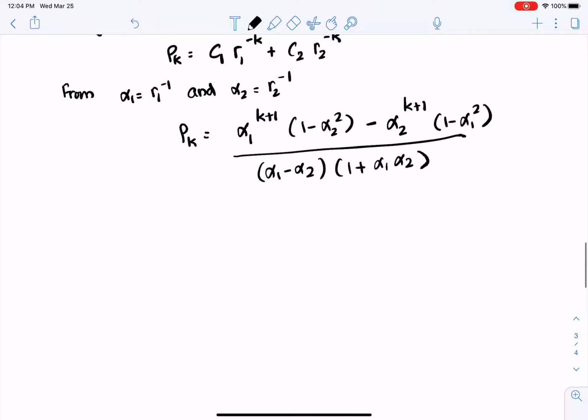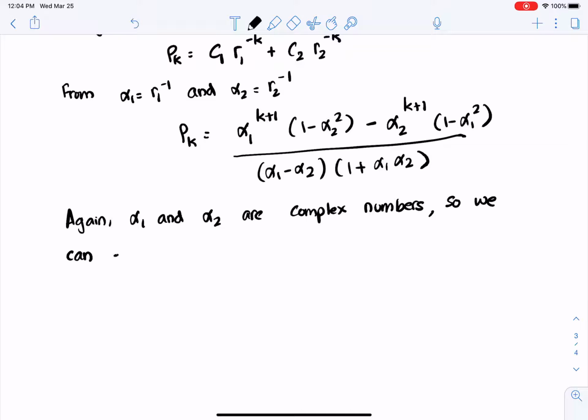So what we're going to do is plug in alpha 1 and alpha 2. So again, alpha 1 and alpha 2 are complex numbers, so we can express them as r times e raised I 2 pi f naught and r times e raised minus I 2 pi f naught. Why? The reason being alpha 1 and alpha 2 always occur in conjugate pairs. So since they are conjugate pairs, according to Euler's formula, if one of them is r times e raised I 2 pi f naught, the other has to be r times e raised minus I 2 pi f naught in polar coordinates.